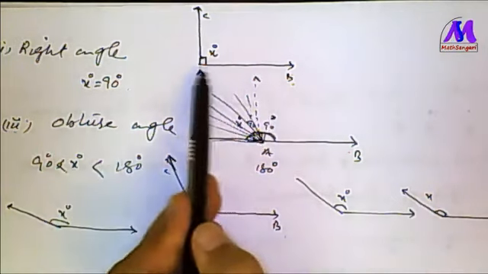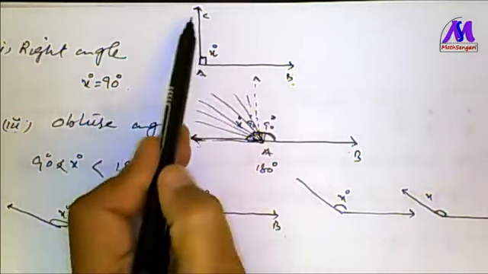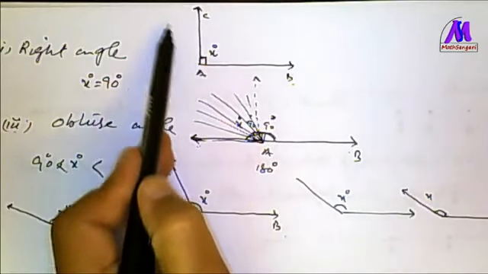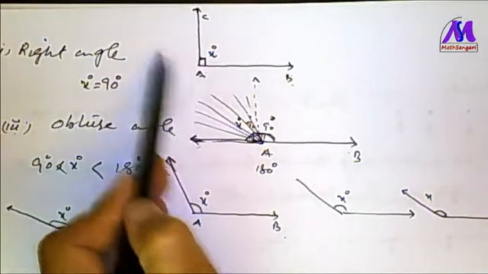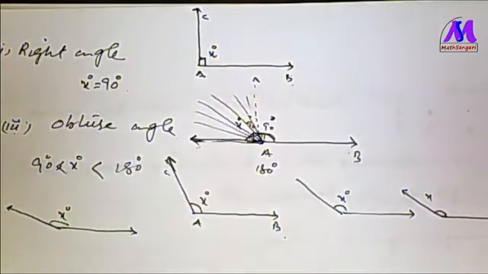Look here, it's 90 degrees, so it will be maybe here, maybe the other ray here, maybe here, maybe here, maybe here. So that is the basic definition for the obtuse angle.